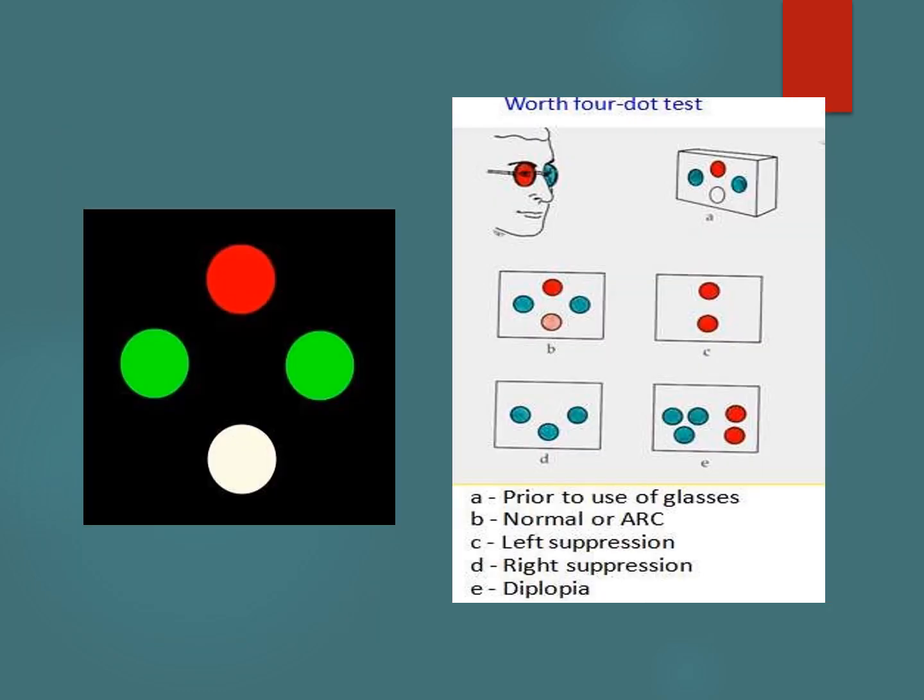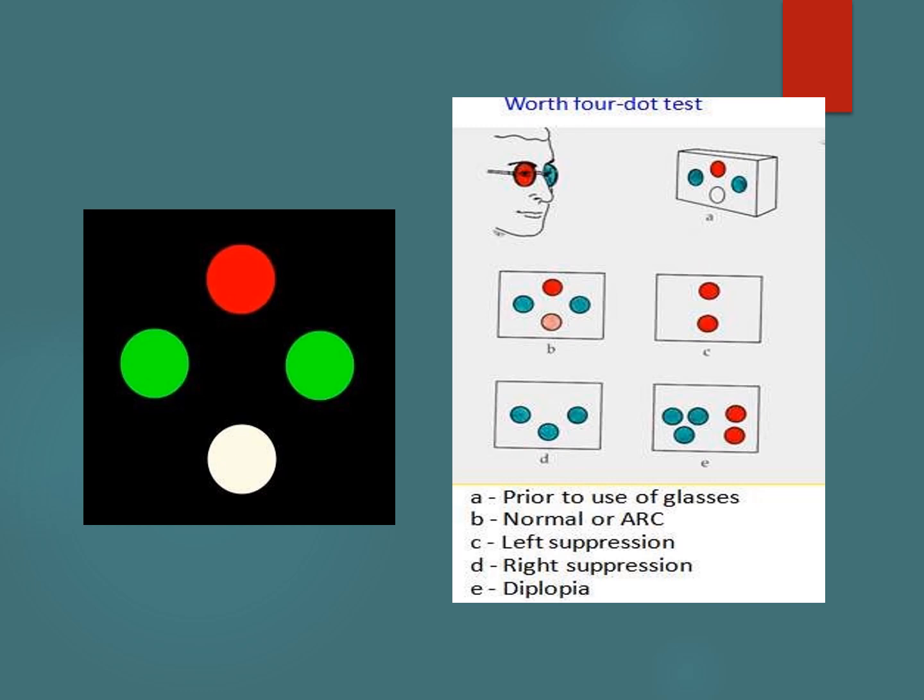This is the Worth 4-dot test to check for abnormalities of binocular single vision. The patient wears red-green goggles in which the right eye has red and the left eye has green, and the patient sees 4 lights emitted by a torch. The lights are: one red on top, 2 horizontal green in the middle, and white below.